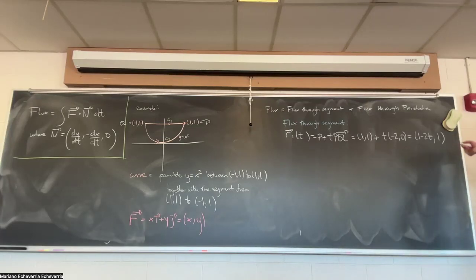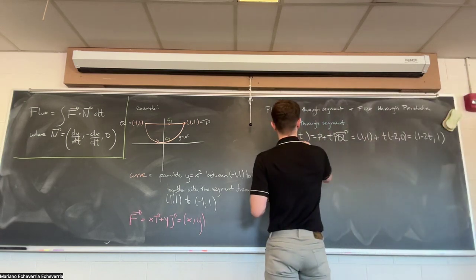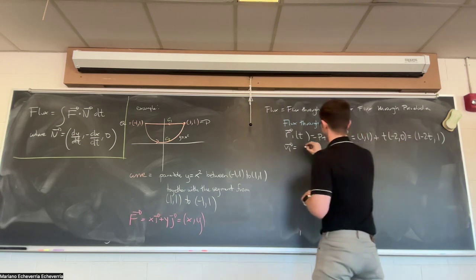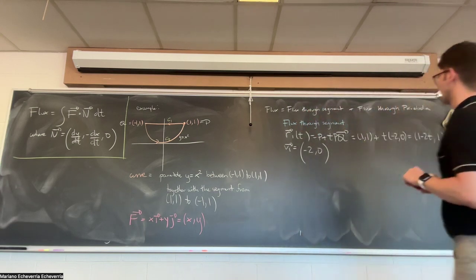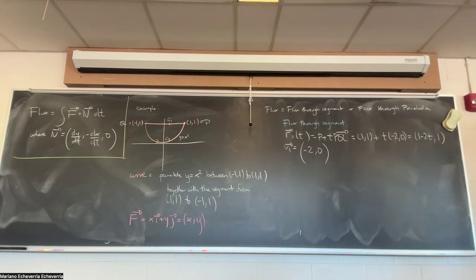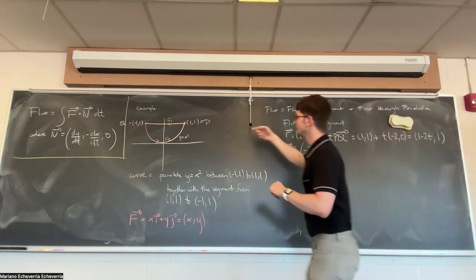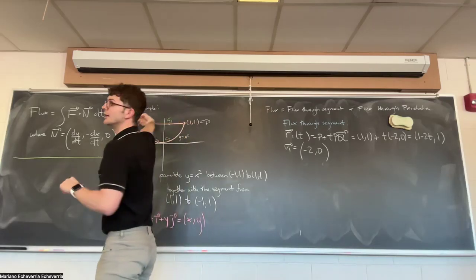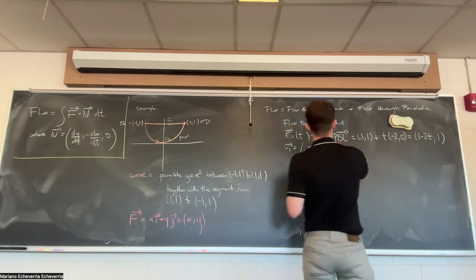And you see, t always goes from 0 to 1 if you do the parameterization this way. What's the corresponding velocity vector? The velocity vector is just (-2, 0). Which makes sense because on this curve you're moving in the negative x direction, so that's why the velocity vector is -2i if you think about it.